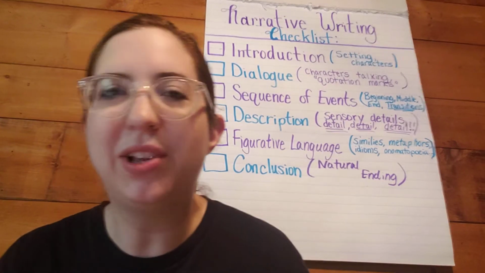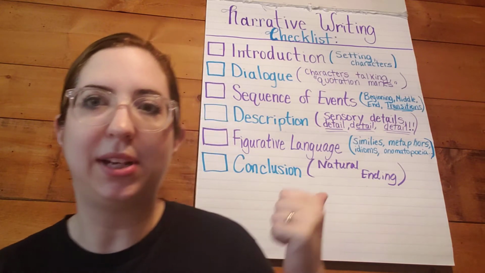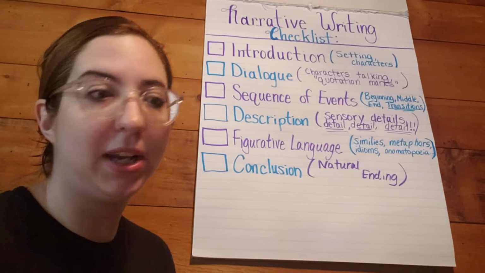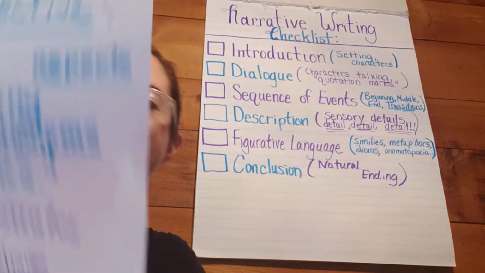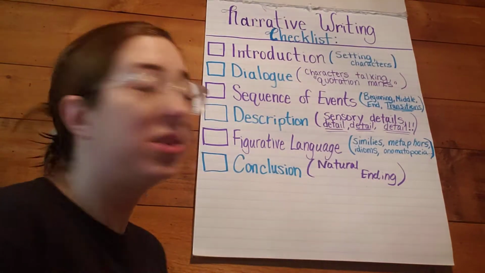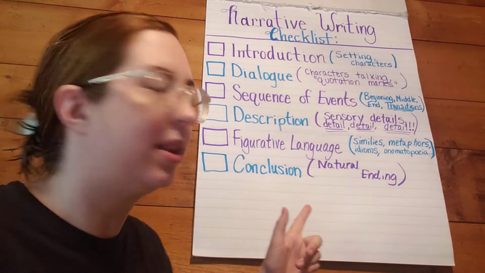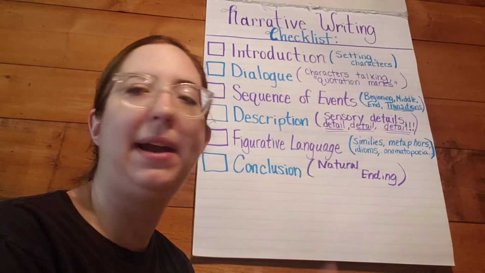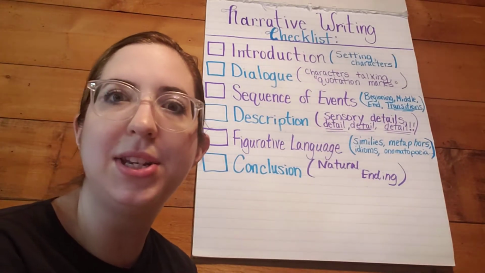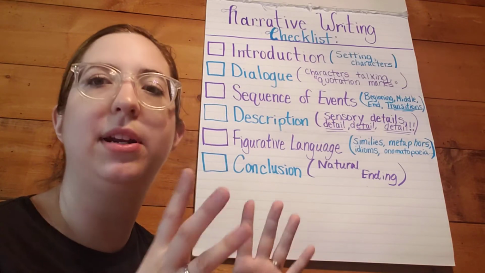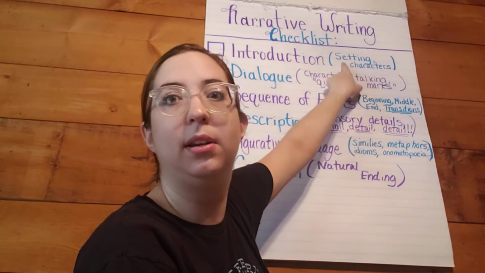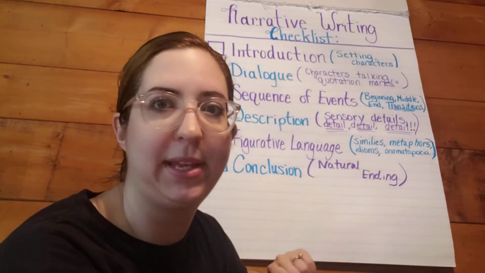So let's go over what belongs in a piece of narrative writing by using our narrative writing checklist. So in a piece of narrative writing, you need to include, the synonym for has, right? You need to include all of these things into your story that you're going to write. So you need an introduction. So an introduction can be a paragraph, it can be a sentence. It just kind of orients your reader and lets your reader know what's going on in your story. It lets them know the setting of your story, where and when your story takes place.